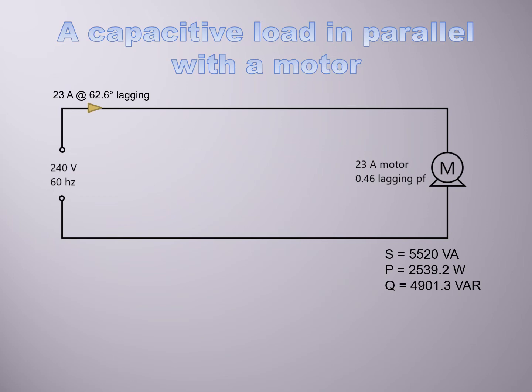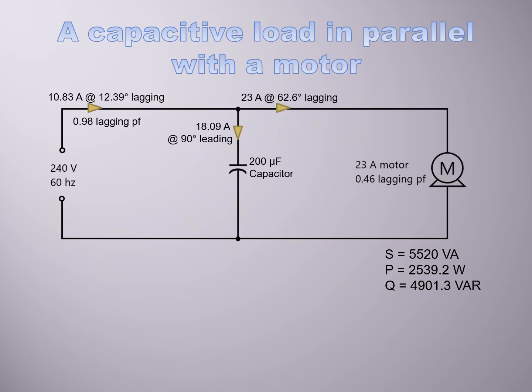Let's look to see what happens to my overall circuit when I add a capacitor in parallel to this motor. You'll notice that even though we added something into the circuit, we have not changed anything at all when it comes to the motor. It's still drawing 23 amps and is still operating at a 0.46 lagging power factor. Nothing changed with the motor.